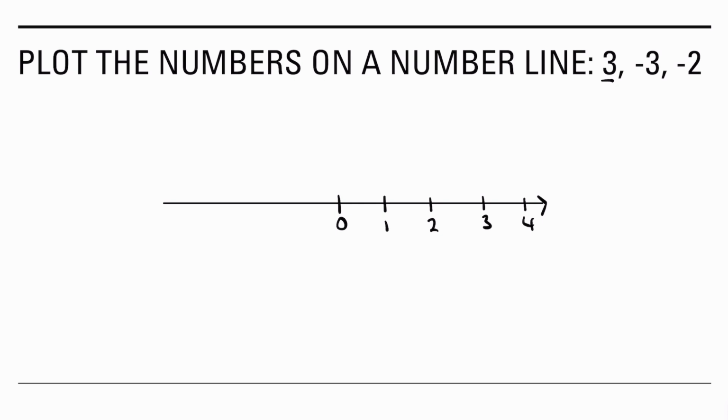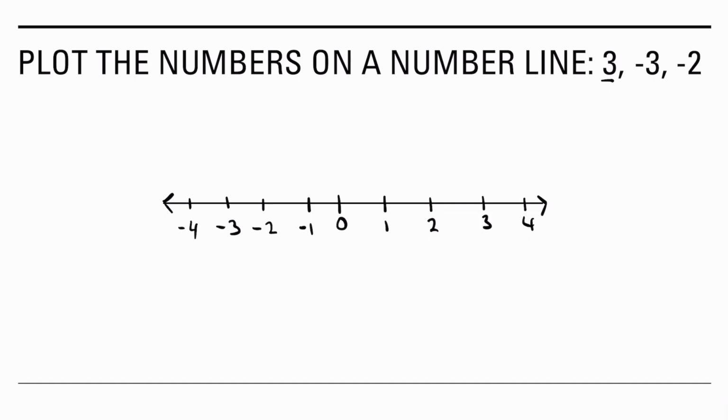Now we need to go to negative 3 and negative 2. And so we want to go to the left of 0. And so we would have negative 1, negative 2, negative 3, negative 4. And then it would continue on theoretically. We just don't need to use that much today. So that would be negative 1, negative 2, negative 3, negative 4.